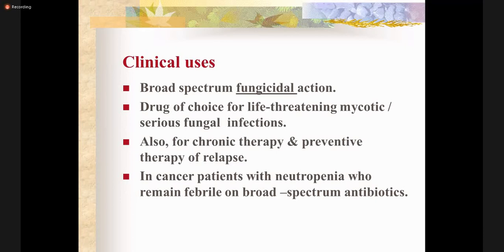Another use of Amphotericin-B is in cancer patients who present with neutropenia, or low white blood cell count, and who remain febrile, meaning they have fever. This is a broad spectrum antibiotic that is given. So this is also used in chemotherapy patients as well. So it is the drug of choice for systemic infection, life-threatening infection, relapse, and in the cancer patient to bring down the fever.